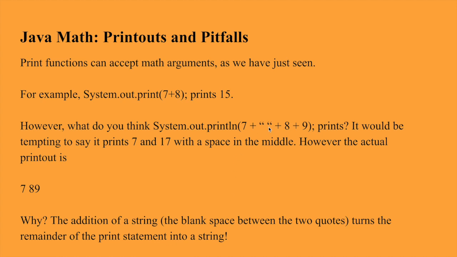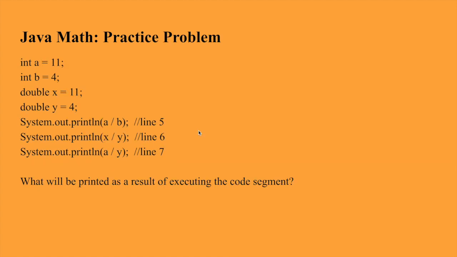And so this is, again, concatenation as we had before. So it has 7 as an int, but then it has plus string, and then 8 plus 9 are added to each other. It's not 89. They're added to each other just as part of a string. It's pretty interesting. All right, now onto a Java math practice problem.